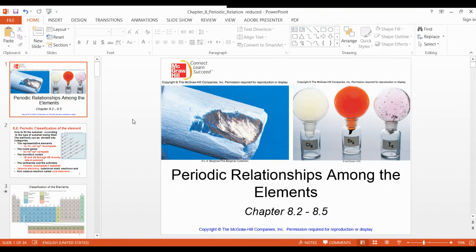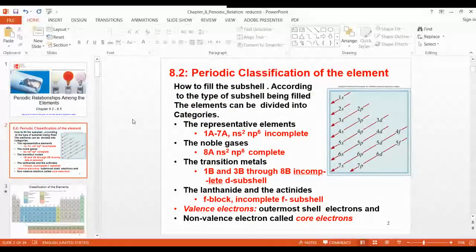Okay, so the relationship among the elements will cover 8.2 to 8.5. If you remember, in chapter 7 I already explained the arrangement of configuration, how to write the configuration of any atom or element in the periodic table. You remember this? 1s, 2s, 3s, 4s, 5s, then 2p always starts from the second shell, 3d always starts from the fourth shell, 4f always starts from the sixth shell, and 5f from the seventh shell. You should know this so you can answer multiple choice questions like that.